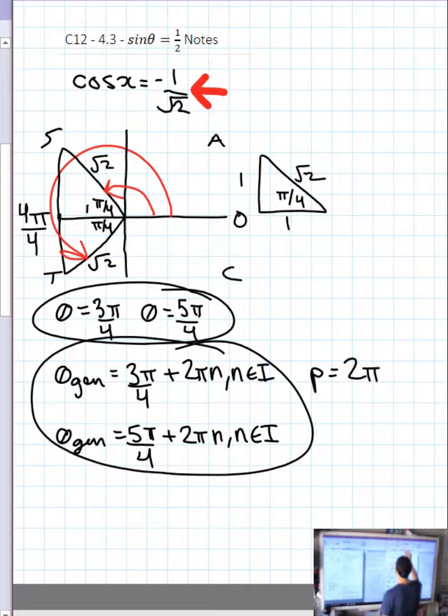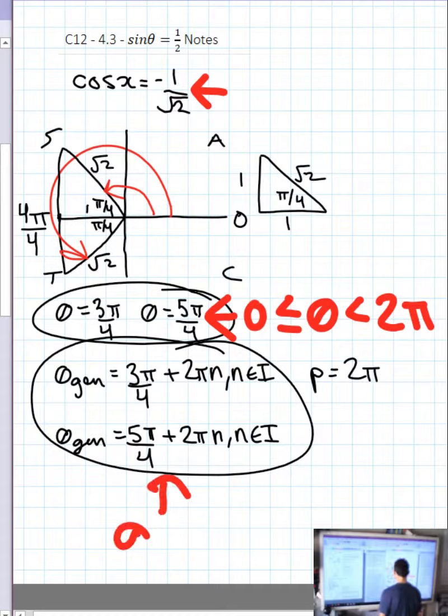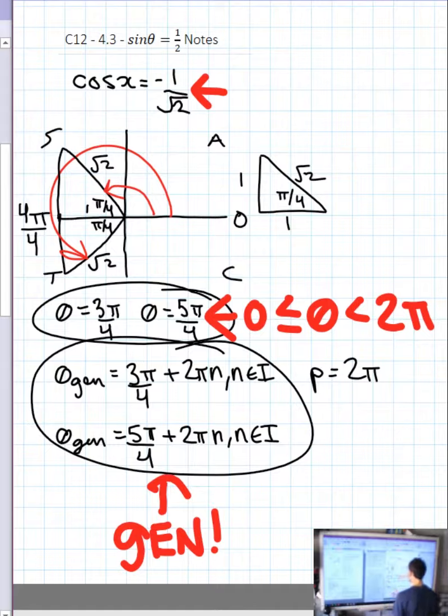Now they're saying between 0 and 2 pi, which are the 2 answers, but then also the general solution. They may ask you just for 0 to 2 pi. They may ask you just the general solution. Be very careful. They may ask you for both. All right.